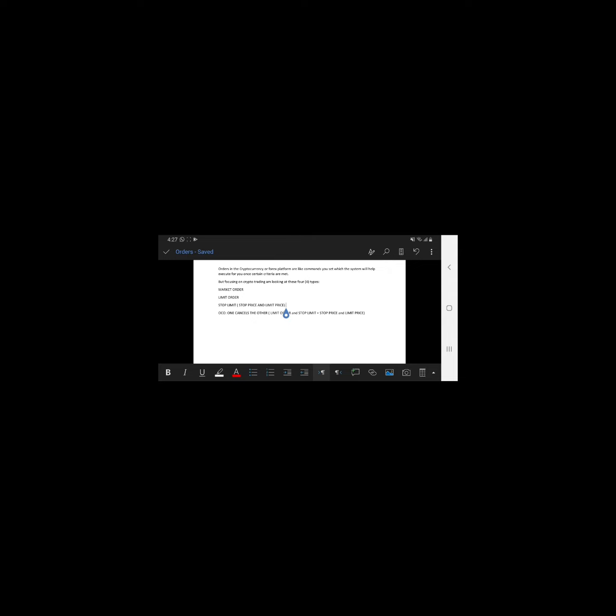Then the OCO, one cancels the other, is an order that has like 3 things involved. It has the limit order, and it has the stop limit, and the stop limit, like we said, is an order that has both the stop price and the limit price. So in this particular order, you have your main price, which is the limit order. You have the trigger price, which says if the price is going against me, trigger my stop loss, which is like your limit price. So we go straight to our platform to explain this and show how it works and how to set them in place.